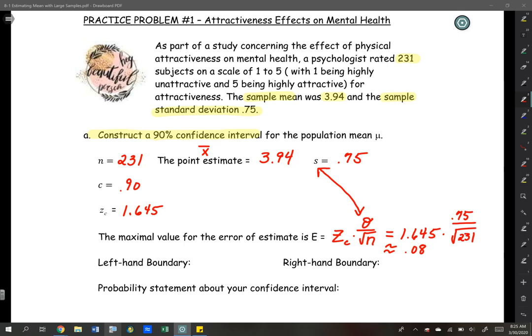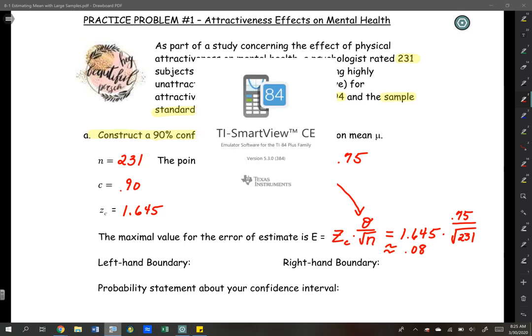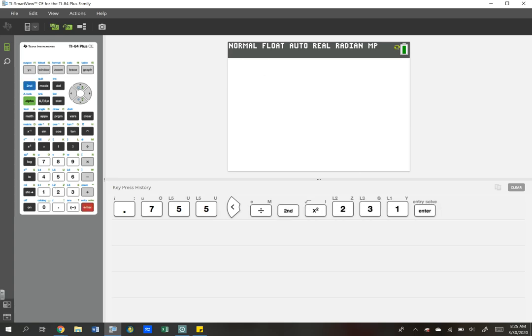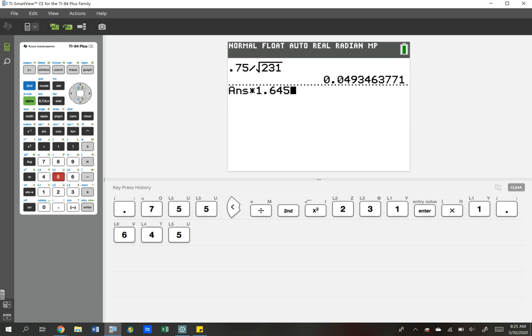You're going to then calculate the left-hand boundary and the right-hand boundary. Right, you're going to be taking for the left-hand boundary X bar minus E, for the right-hand boundary X bar plus E. All right, let's take a look at our calculator entries here. So what I would do if I was putting this in my calculator, I would do 0.75 divided by the square root of 231. I would do that entry first. And then I would multiply that by 1.645. I don't like to have to type in the parentheses, so I like to do it in stages like that, and you can see I got 0.08.